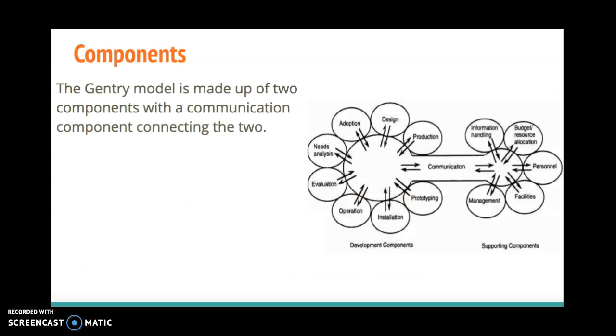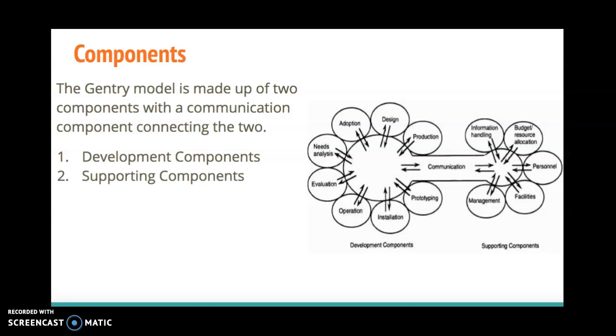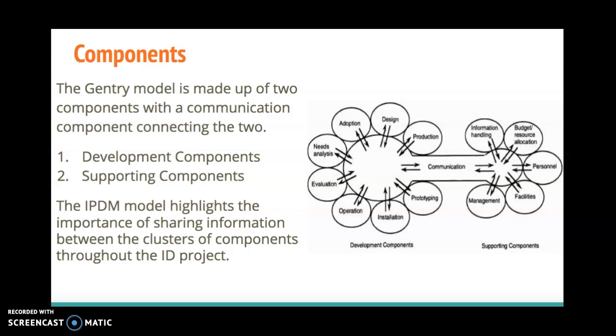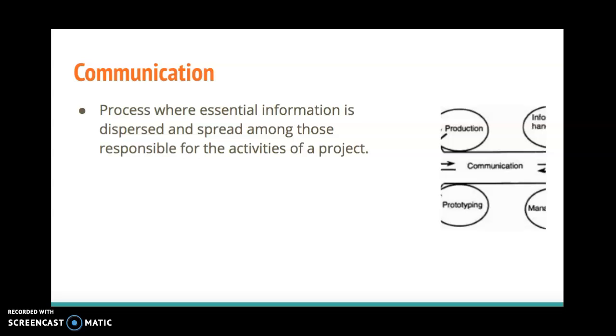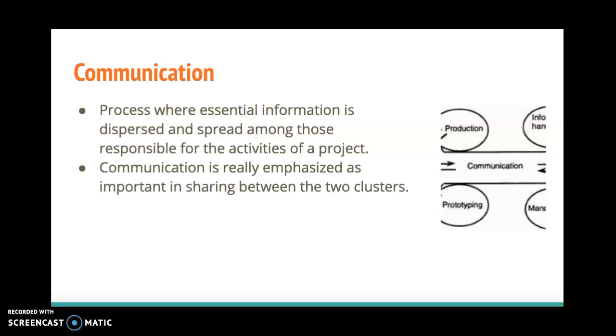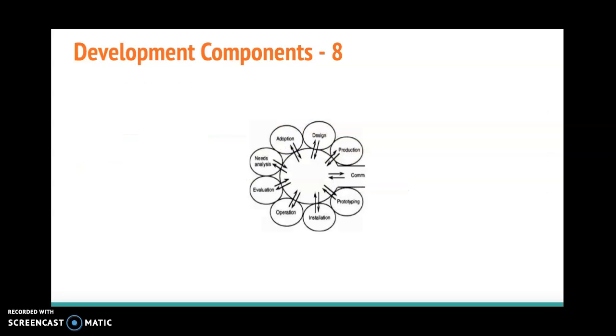Components. The Gentry model is made up of two components with a communication component connecting the two. It has the development components and the supporting components. The IPDM model highlights the importance of sharing information between the clusters of components throughout the ID project. Communication. It's a process where essential information is dispersed and spread among those responsible for the activities of a project. Communication is really emphasized as important in sharing between the two clusters.